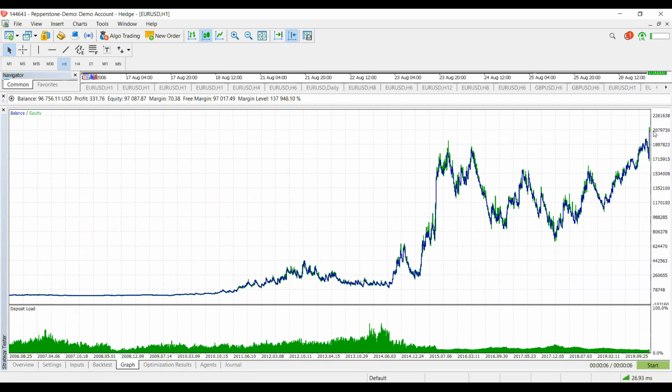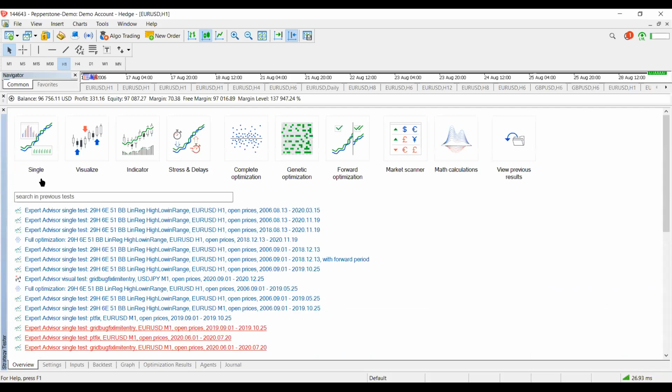This is a strategy that I developed first in about 2016 and I've been using it ever since. So it's pretty good performing. The Sharpe ratio is slightly under 2, which is not bad for a 1 hour strategy.